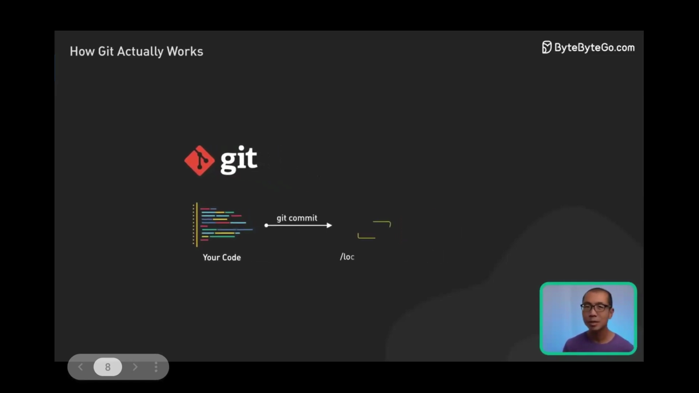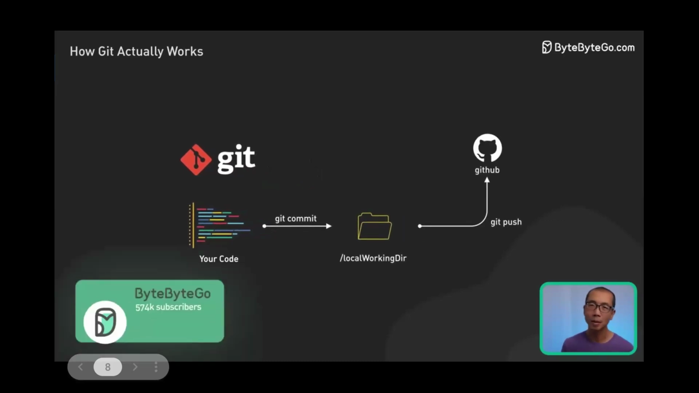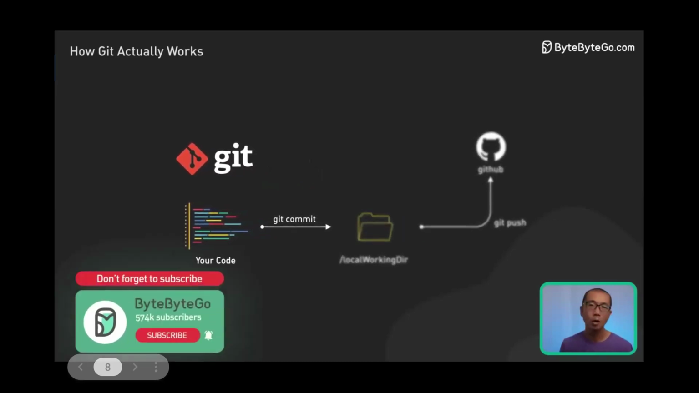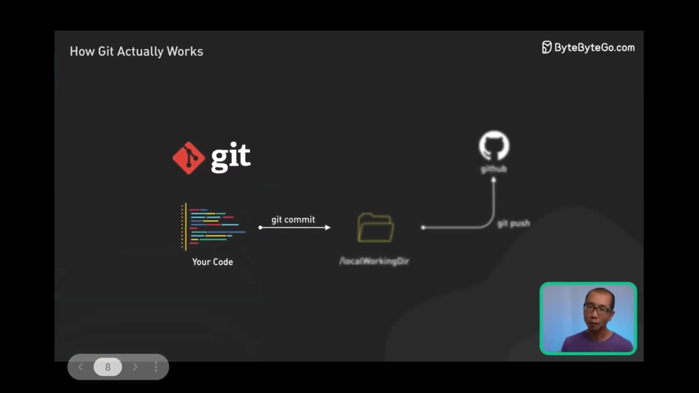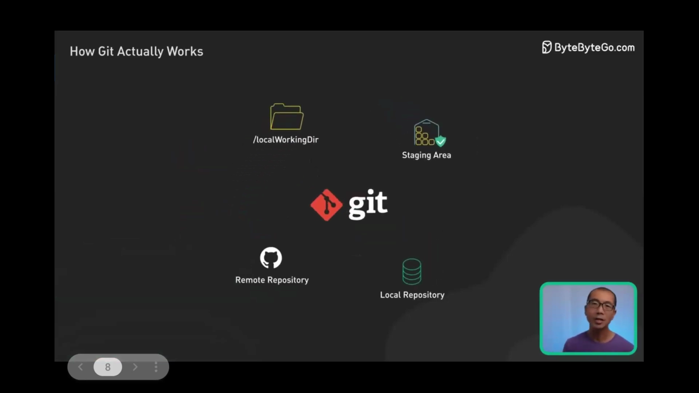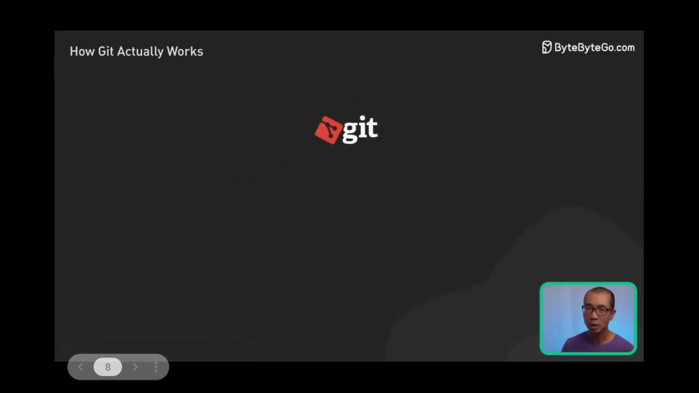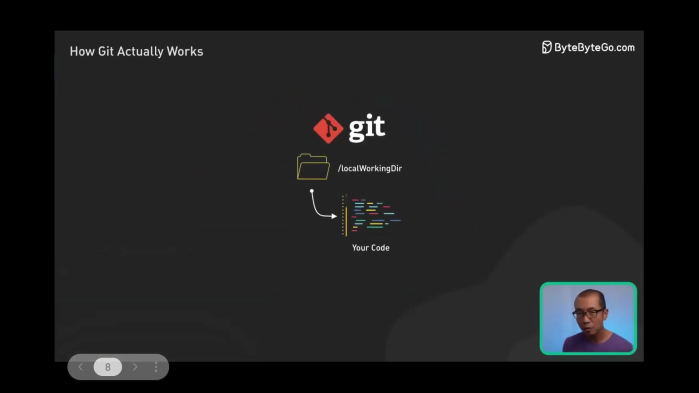Before we dive into the commands, let's identify where our code is stored in Git. The common assumption is that there are only two locations, but our code doesn't only exist on GitHub or our local machine. There are four main locations where our code lives in Git. The working directory, where we actively edit files locally.